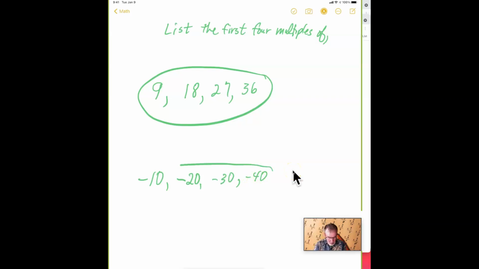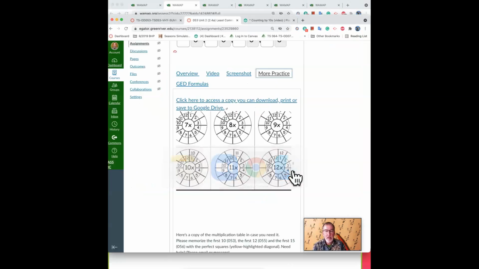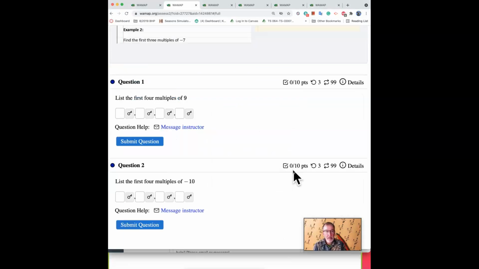So this is what we're going to put in at WAMAP. I think. Let's see if we can get there. Okay. So the first four multiples of 9, okay, so we don't need to worry about a comma. Just 9, and then tab over twice to 18, tab over twice to 27, tab over twice to 36. Right? I'm not sure what this key is for. Well, so we can look at the answer. Maybe students don't get that advantage.